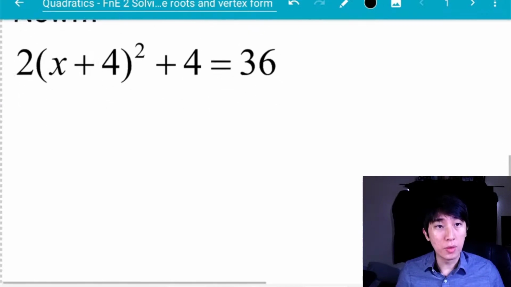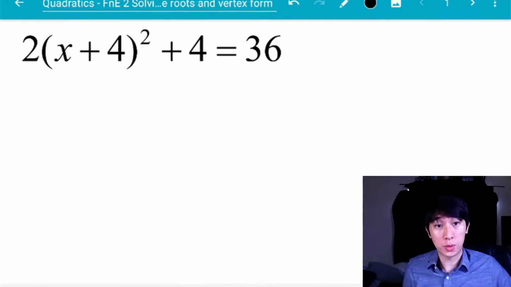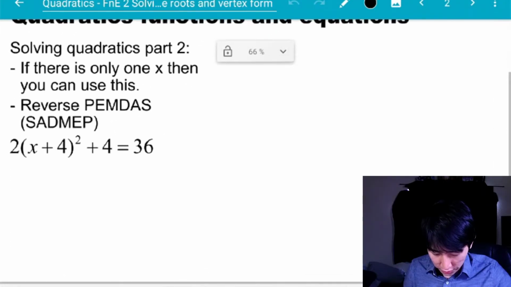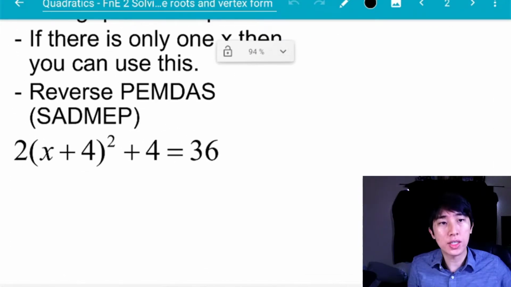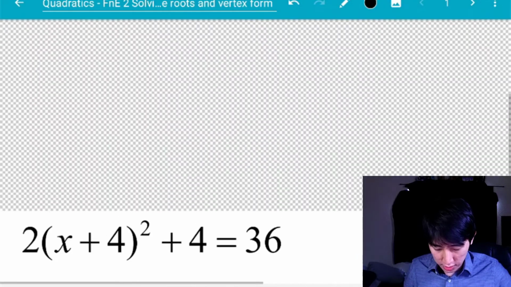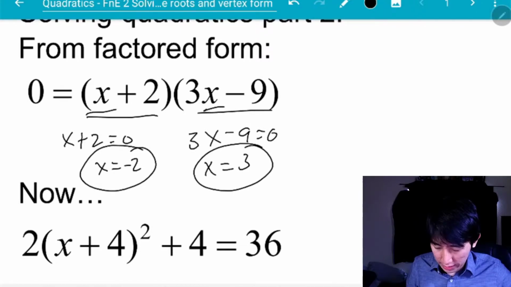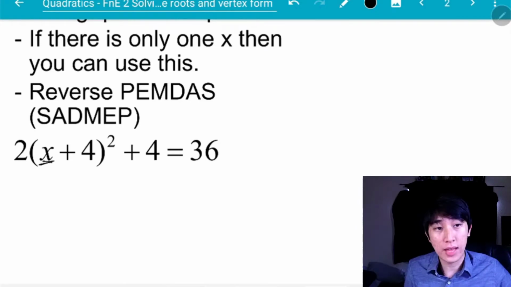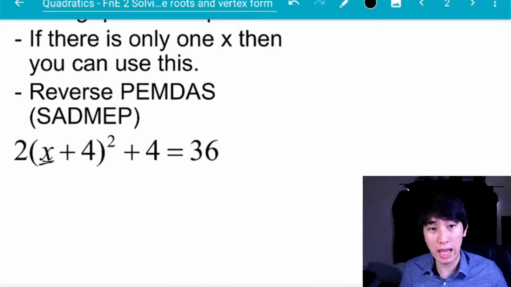Now, moving on. This is another way that we can solve for quadratics, and this is what we're going to be working on today. There's a specific form that this looks like, and the way we're going to solve it is by using square roots. You can do this whenever there's only one x inside of your quadratic. Unlike the previous one, where I have 1x, 2x, I only have 1x over here, and there's no other x's. Because of that, we can use reverse PEMDAS or SADMAP. We can use inverse operations to solve it just like we would anything else.